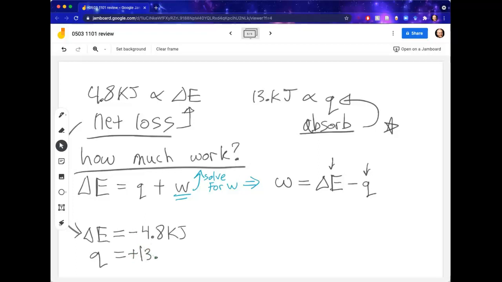13, wow, I messed up. Was it just 13 kilojoules? Yes. Okay, great, 13 kilojoules. There it is. So we've got a positive, we've got a magnitude and a unit now.